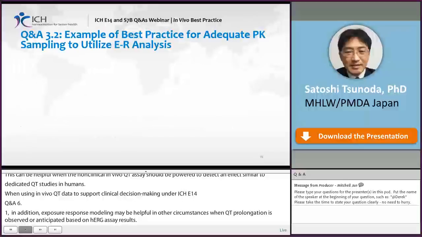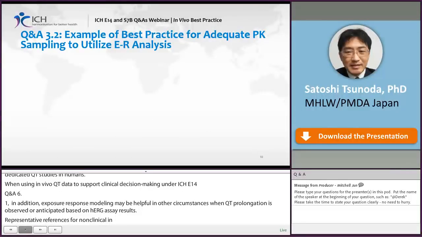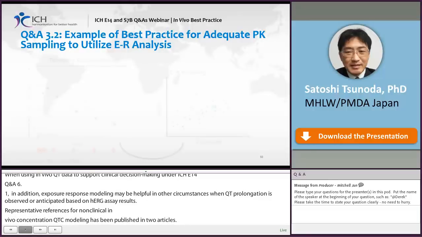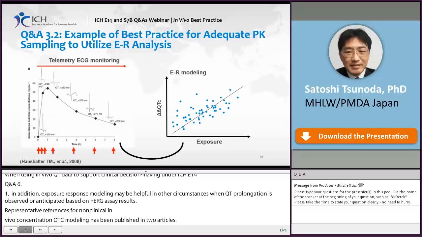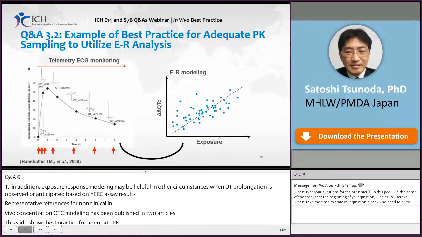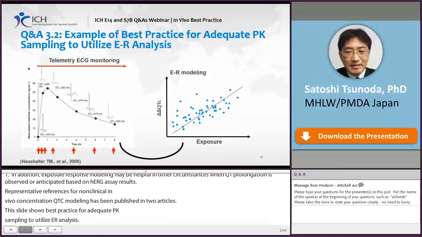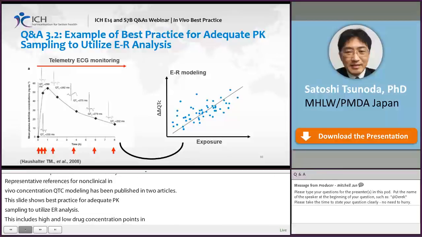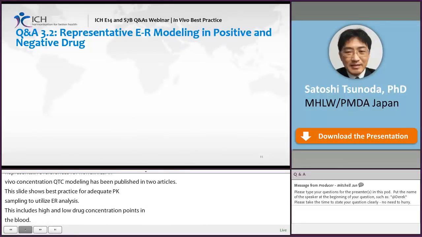Next slide shows the best practice for adequate PK sampling to utilize ER analysis. Red arrows show representative adequate time points of blood sampling, including high and low drug concentration points in blood. The PK result from adequate sampling time points could be shown to be sufficient to utilize for the exposure response modeling. Next slide shows a representative exposure response modeling in positive and negative drugs.